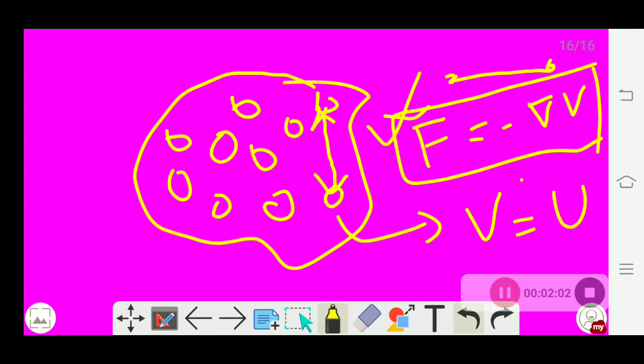These atoms can move within the material if we apply some heat or something else. So it is moving with a velocity, and a mass moving with a velocity gives rise to kinetic energy. So we have another energy, K.